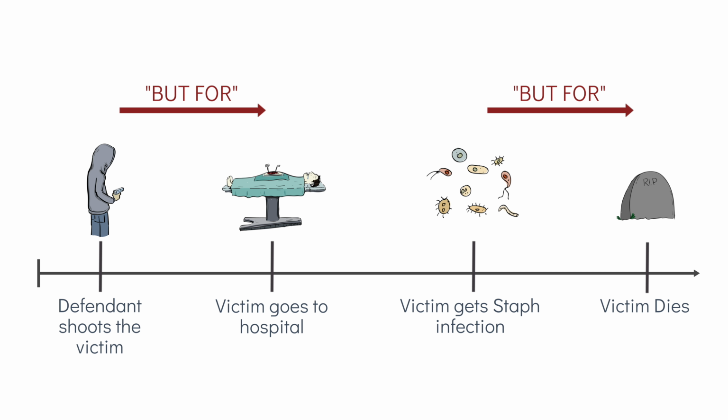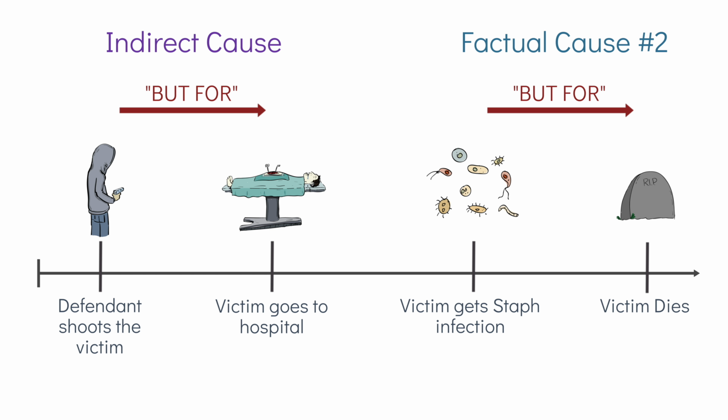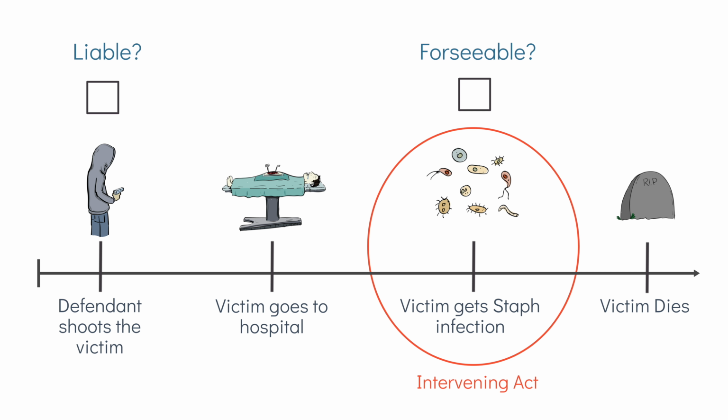So I've got 2 factual causes. Victim wouldn't have died but for defendant having shot him, and he wouldn't have died but for the staph infection. Let me do the legal terminology. Defendant is the indirect cause of victim's death because he's further away in the movie from when victim dies. And we've got an intervening act, which is the direct cause. That's the staph infection. Should he remain liable?